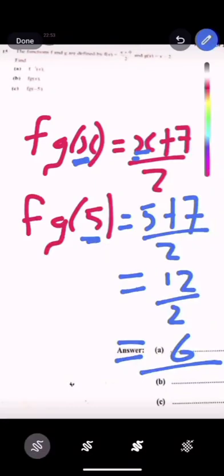Was it 5 or negative 5? I think it's negative 5, sorry. So negative 5. Negative 5 plus 7 gives us 2. So the final answer will be 1. Negative 1. Negative 2 divided by 2 is negative 1.